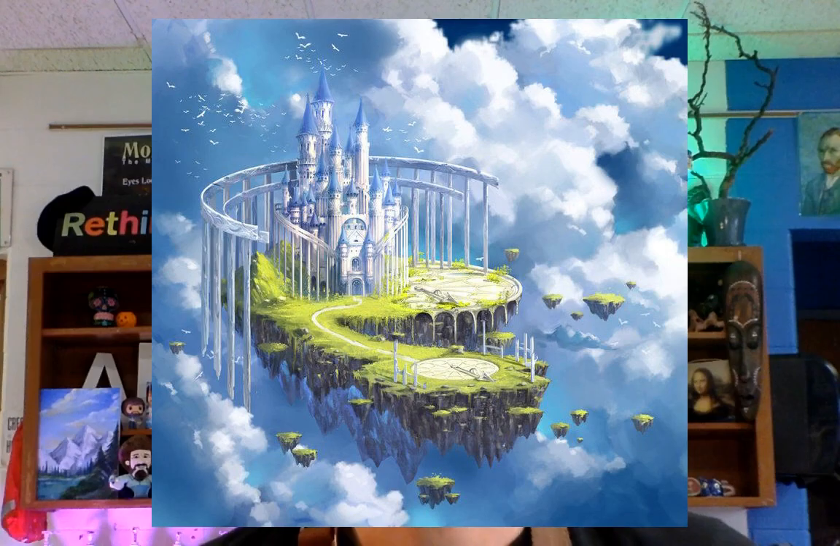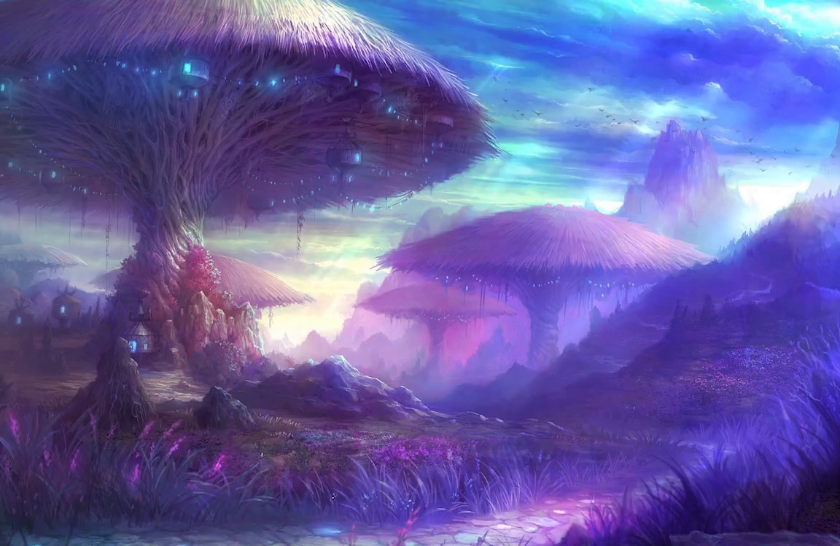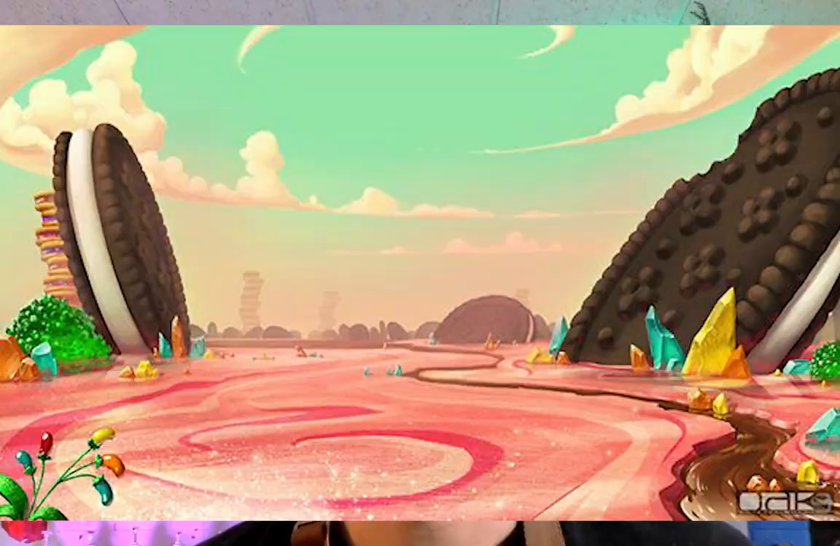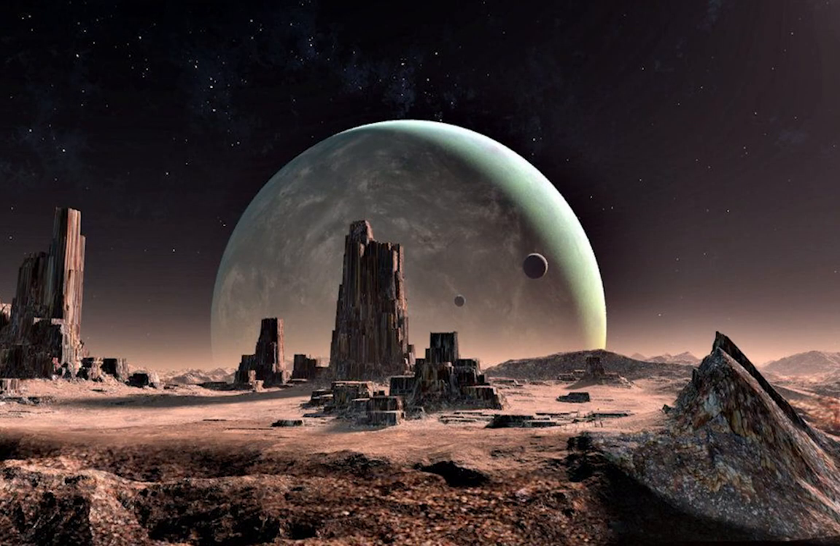What about a fictional landscape? What would that look like? Does it have floating rocks, castles in the sky, giant mushrooms? Or is it made of candy? Or maybe even on another planet altogether?